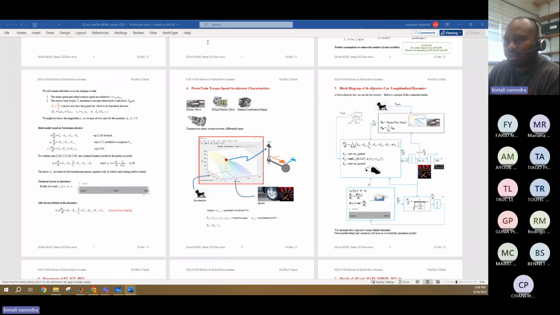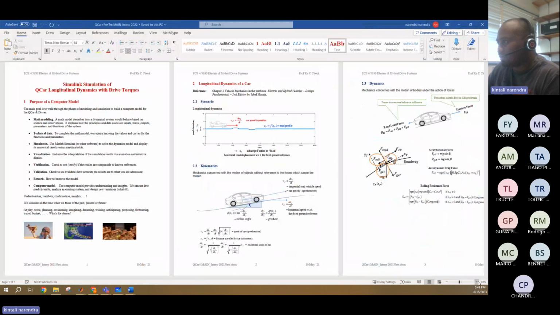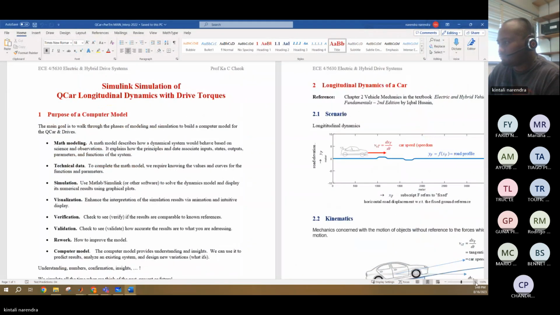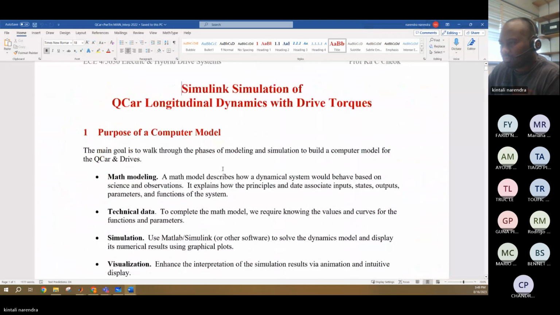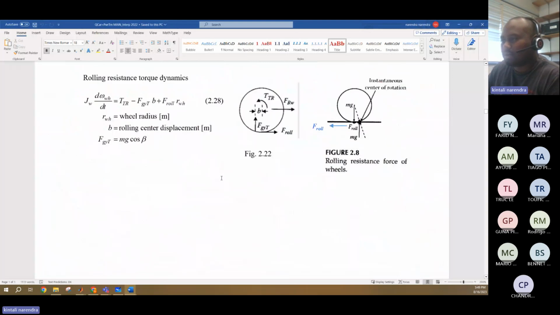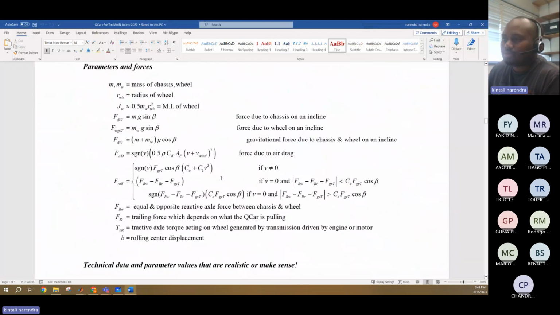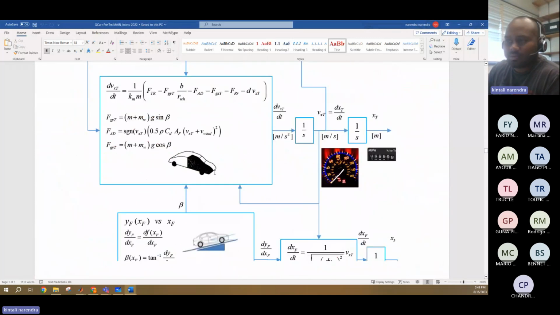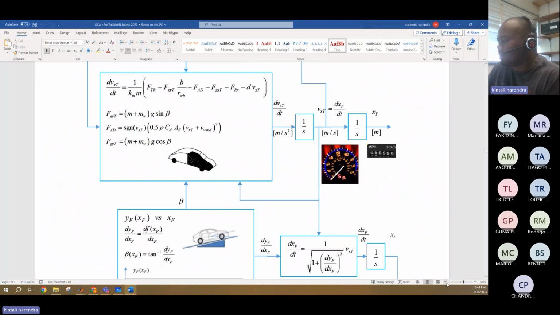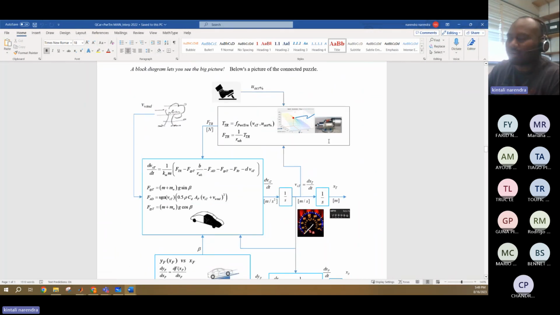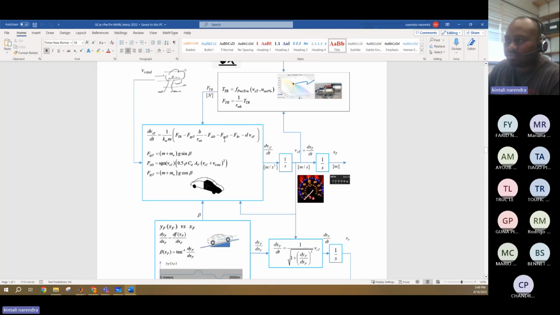So here the details of each force are given, and the modeling is very simple. As I said earlier, our goal is to make you familiar with MATLAB, and at the same time familiar with electric and hybrid drive systems, mainly motors and all. So here, this is the equation which we just implemented.